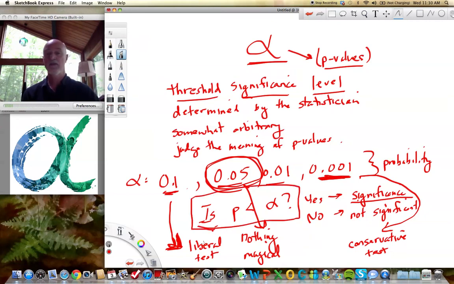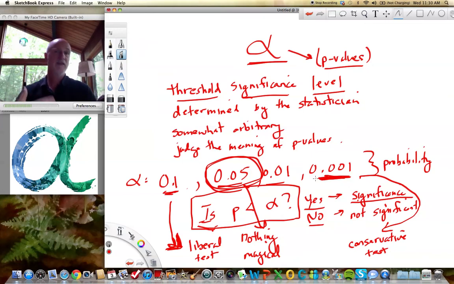So alpha is our threshold significance level that we compare p to by asking, is p less than our critical threshold or not? And here's how we judge it. Yes, we get statistical significance. No, it's not significant. The value we choose for alpha is arbitrary. The other thing I want to say about that, though, is that there are standards in certain fields. So in many fields, alpha 0.05 is kind of an accepted standard for that particular kind of test.